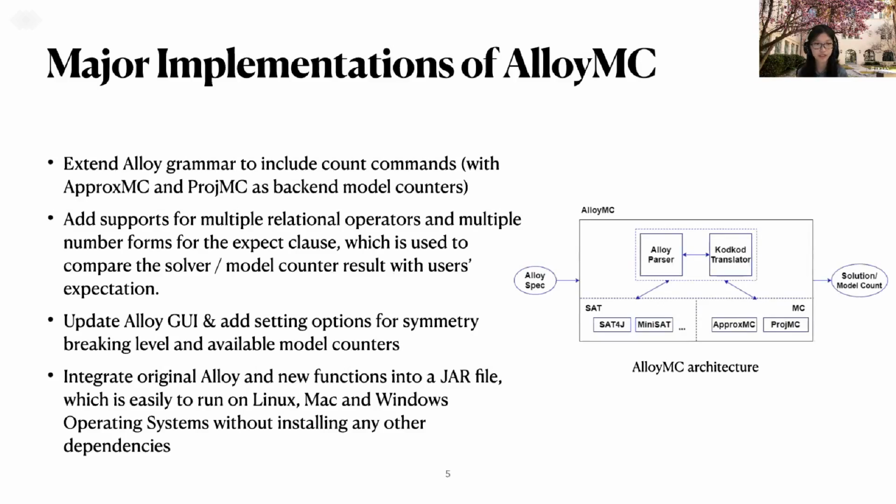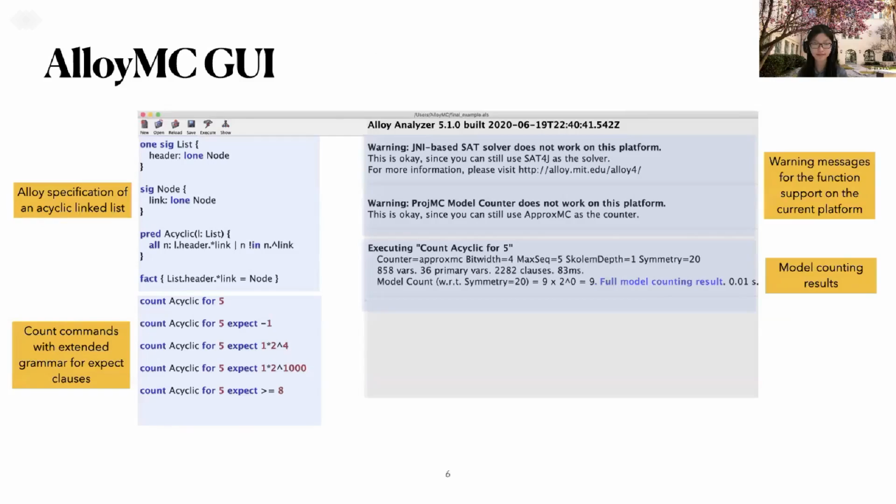For the major implementations, we extended the Alloy grammar to include count commands, which will call the model counters in the backend. We also extended the grammar for the expect clause, which will make users better compare their expectations with the actual results. We updated the Alloy GUI and added setting options for symmetry breaking level and available model counters. The current version of AlloyMC can be run on three mainstream operating systems without installing any other dependencies.